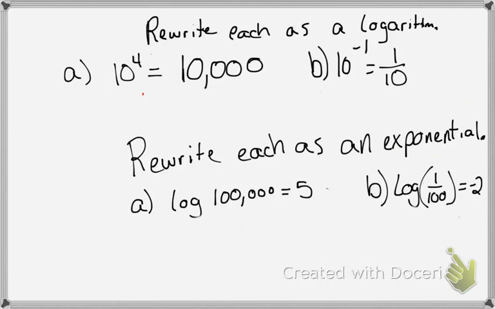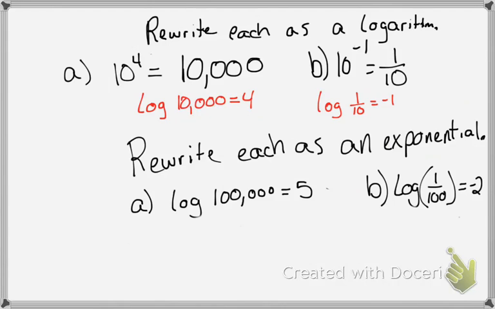So if we were to look at just a couple of basic examples, I have 10 to the fourth is equal to 10,000. So if I wanted to rewrite this as a logarithm, I would have log of 10,000 is equal to 4. And that's because 10 to the fourth power is equal to 10,000. A logarithm says if that's my result, what got me there? So on our next example, I have 10 to the negative 1 is equal to 1 over 10. And so in this case, log of 1 over 10, so 10 to what power got me here? And my answer here would be negative 1.